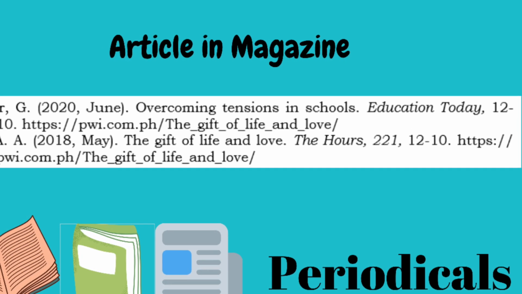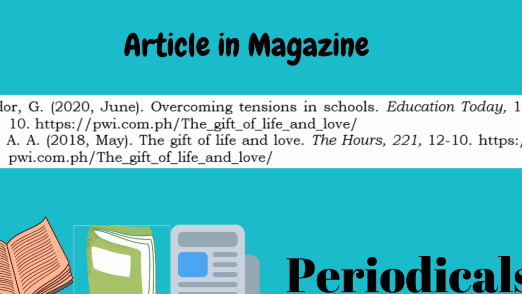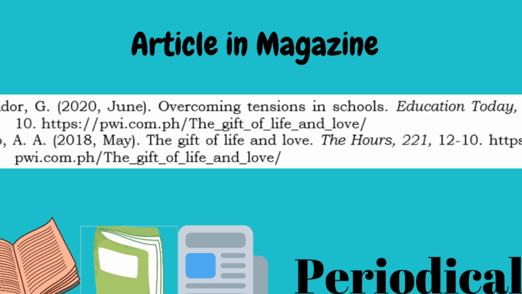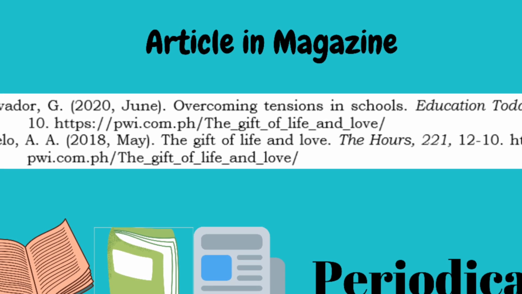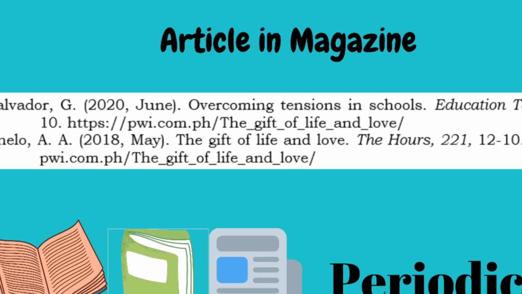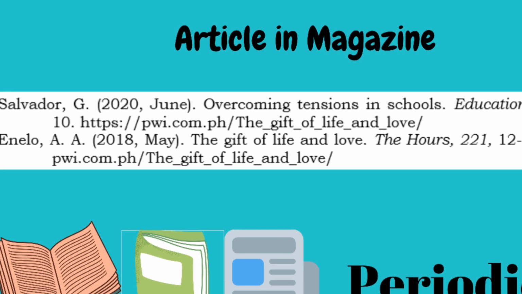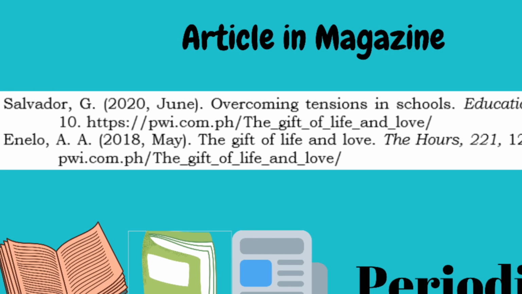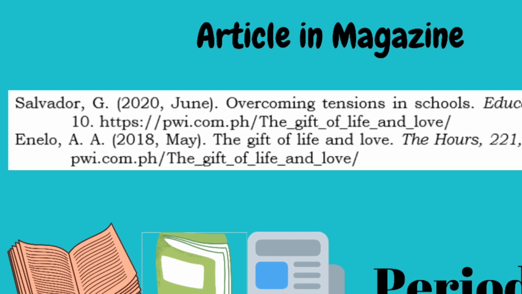When it comes to magazines, the same rules apply as for journals, except for the date or the year. In magazines, we specify the month. Example, 2020, comma, June, or 2018, comma, May, and we do not abbreviate the month, we spell it out. And all other things are the same as that of journals.